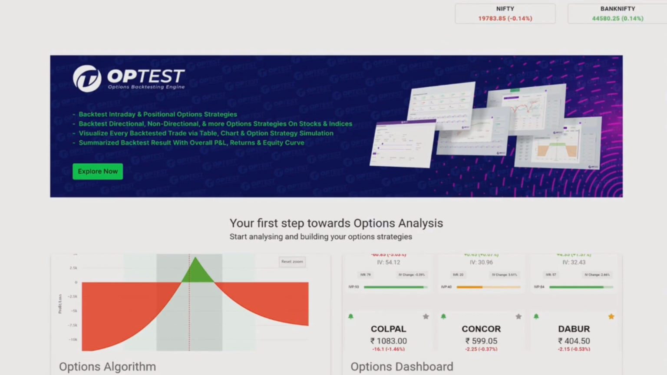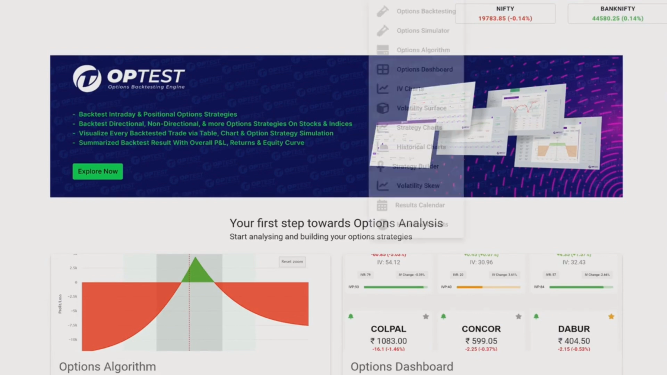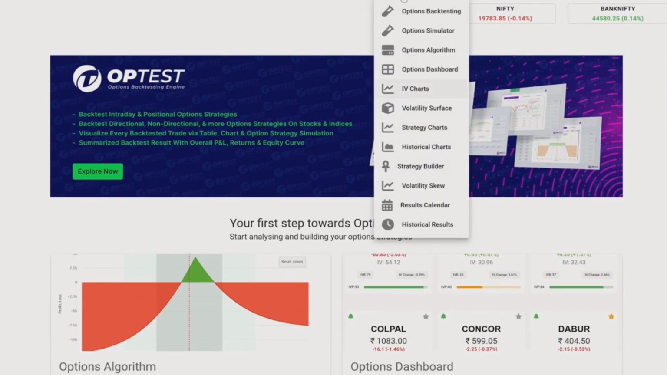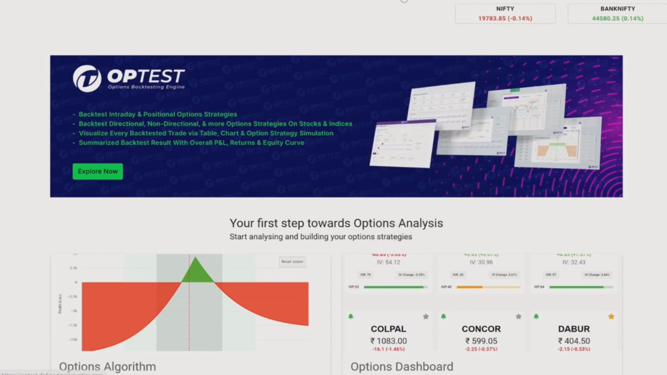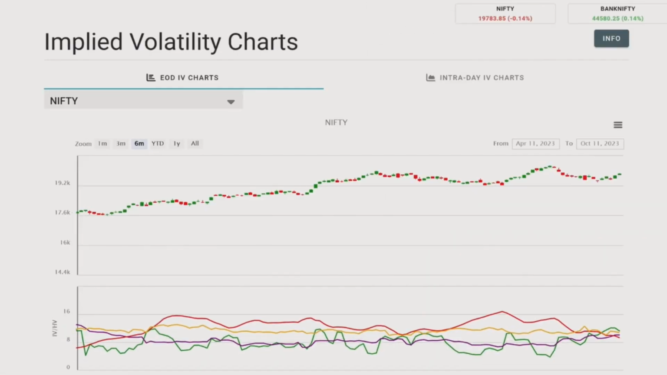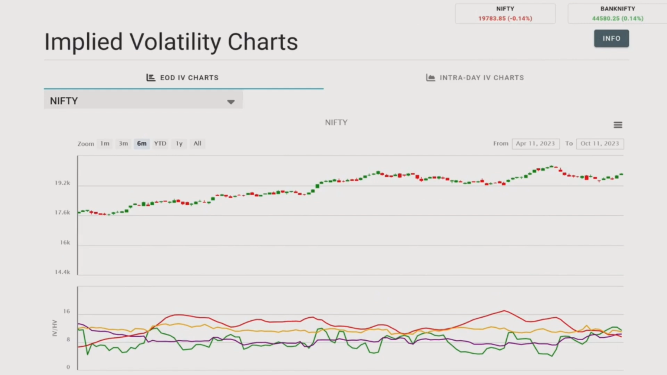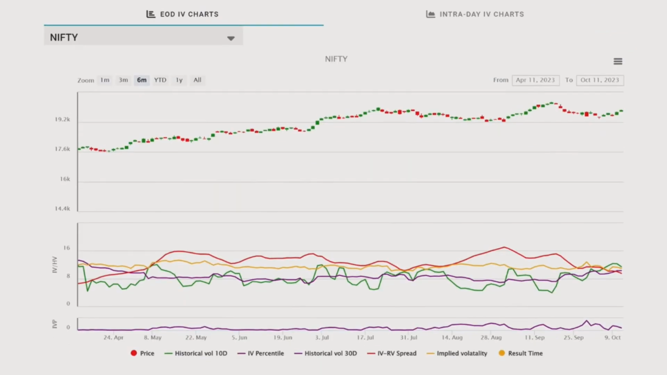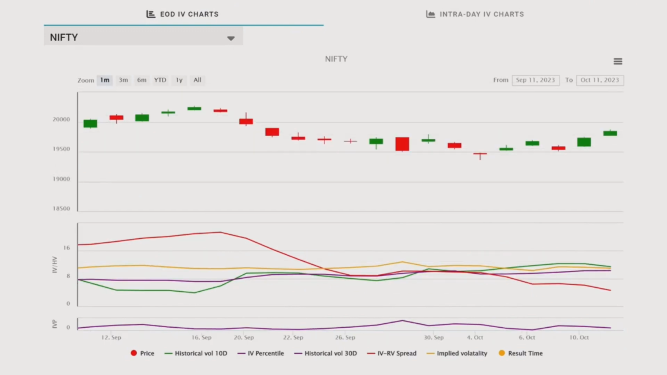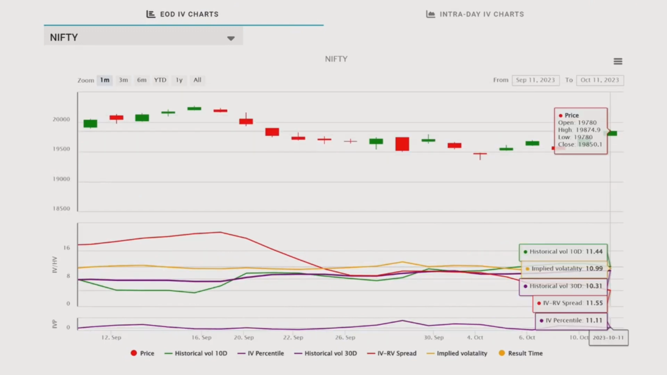And you can see this in your broker platform. We are here in Definedge Securities Opstra platform, and very quickly I'll show you how we see the IV charts as well. It's very easy to see what the current level of implied volatility is. And if I just scroll over, this is the end of day IV charts. And if I just scroll over to look at the 1 month performance, you can just see over here the implied volatility is at 10.99 or 11 points.